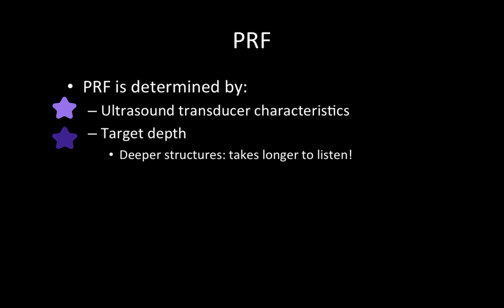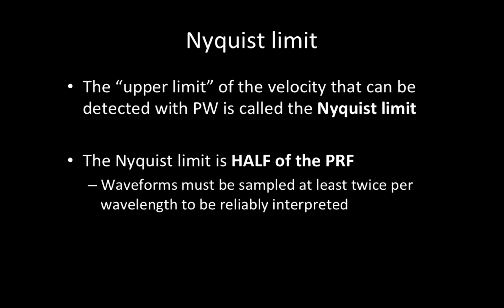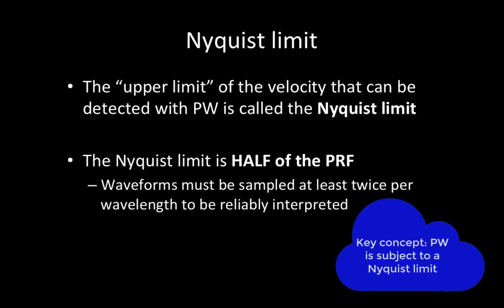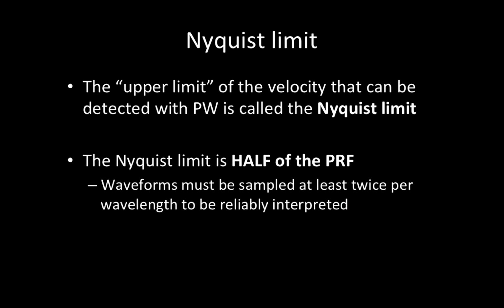Intuitively, we can understand that it takes longer for ultrasound waves to travel to and from deeper structures compared to more superficial ones. The presence of the PRF leads to what we term the Nyquist limit, which is essentially the upper limit of blood velocity that can be detected using pulsed wave Doppler. And the Nyquist limit, by definition, is half of the PRF. And this is because in order for the transducer to be able to accurately interpret the reflected ultrasound waves, it must be able to sample a wave at least twice per wavelength.